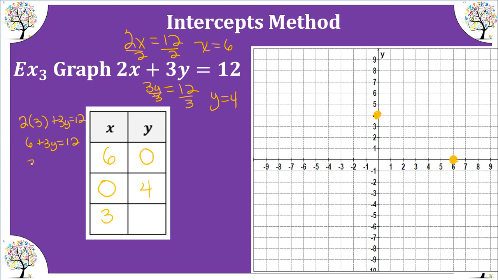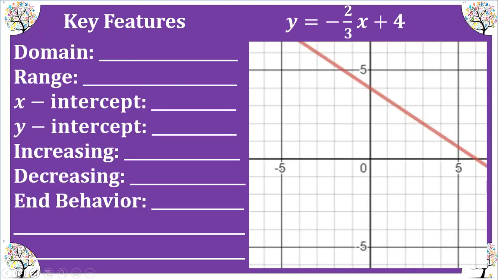We subtract 6 from each side. We divide by the 3, and we get y is 2. So 3, 2. And then we will draw a nice, neat, straight line with arrows on the ends extending all the way. And now let's take a look at the key features.